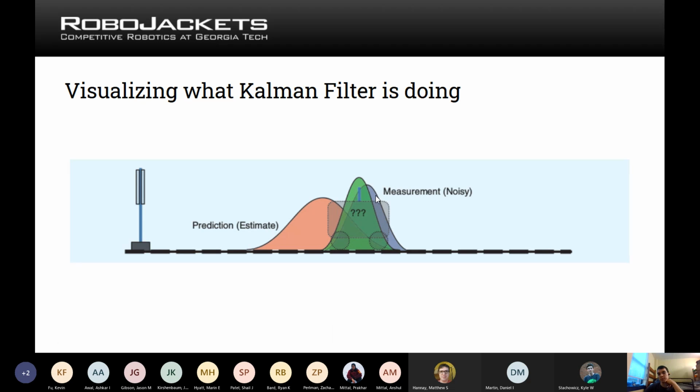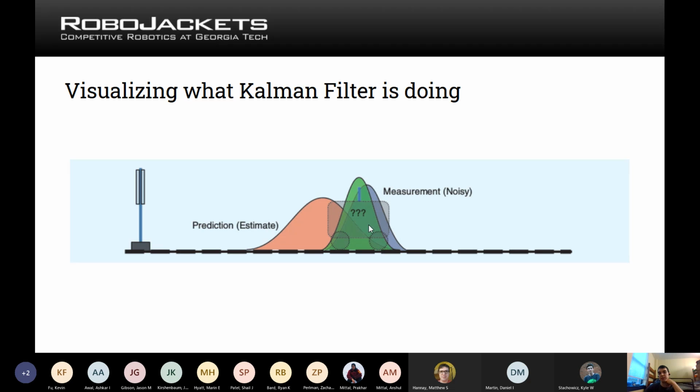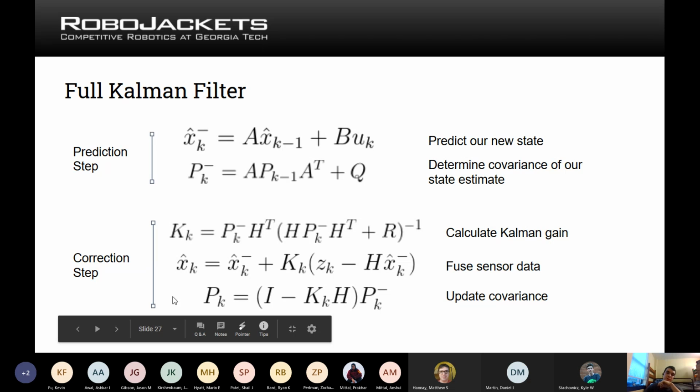And what you're calculating is this Gaussian function between the two. And notice that it's closer to the blue peak than the red peak because the blue peak is taller. It's because we're more certain about our measurement than we are about our predicted pose. So the green, the actual predicted state, ends up being closer to the measurement in this case. Also notice that it's more certain than either of the two peaks.